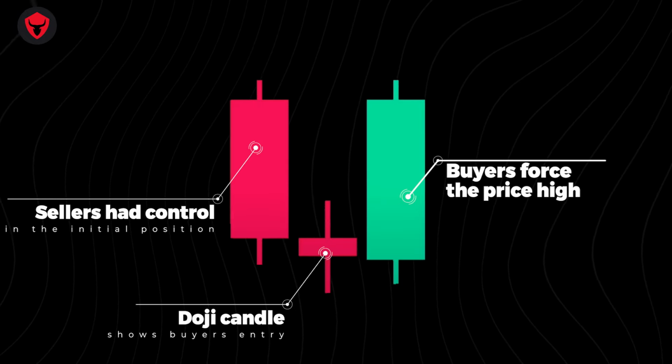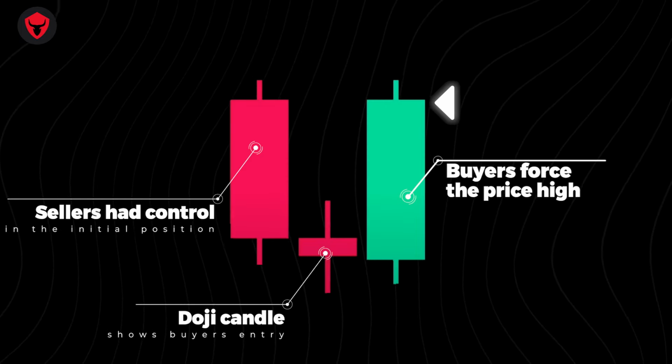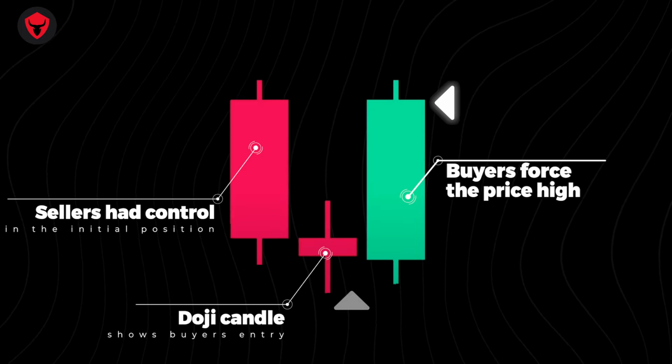To trade this pattern, place a buy order above the peak of the green candle and a stop loss below the doji candle.